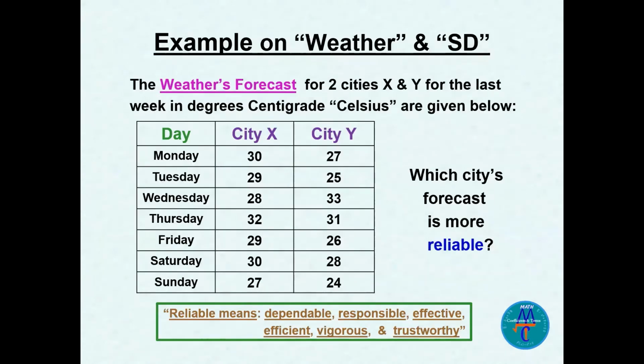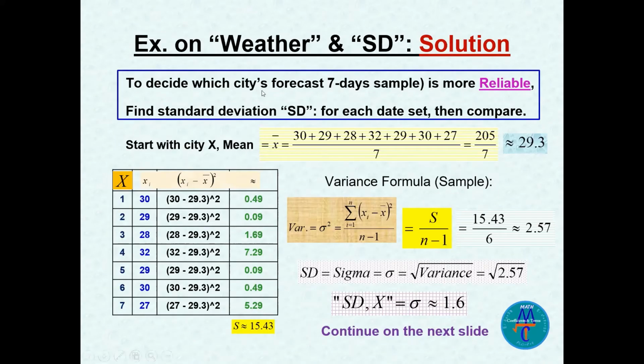Now, in this example, we see the weather forecast for two cities, City X and City Y, for the last week in degrees Celsius. So on Monday for City X, it was 30 degrees, a little high temperature. Tuesday, Wednesday, Thursday, Friday, Saturday, and Sunday for the two cities. Which city's forecast is more reliable? Reliable means dependable, responsible, effective, efficient, vigorous, and trustworthy. Now, to decide which city's forecast 7-day sample is more reliable, we need the standard deviation, and then we can compare for each one.